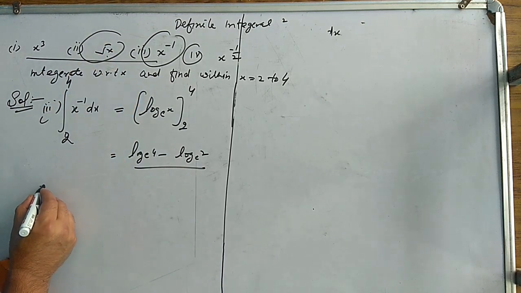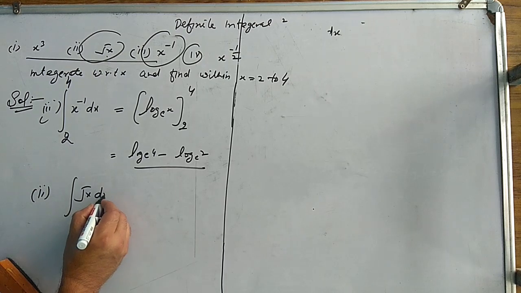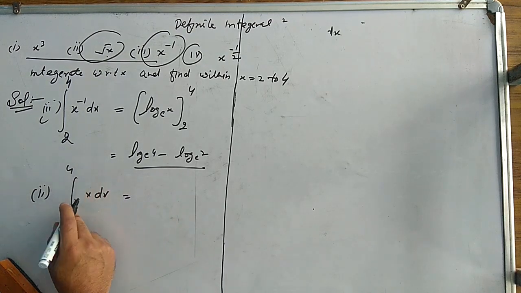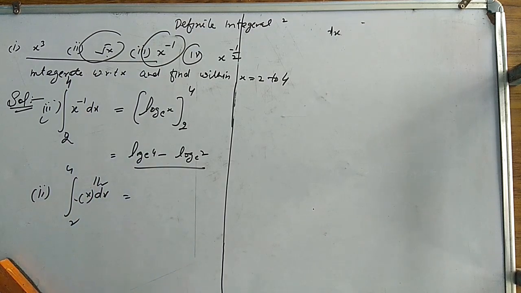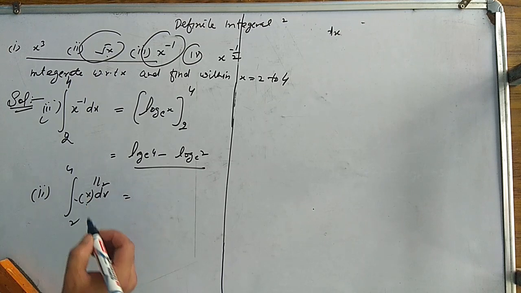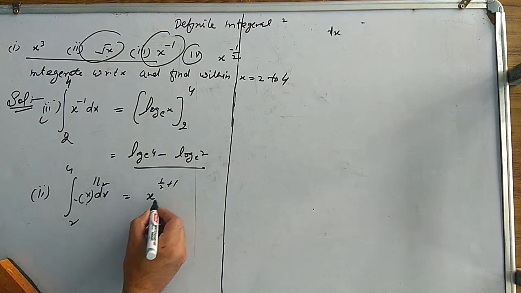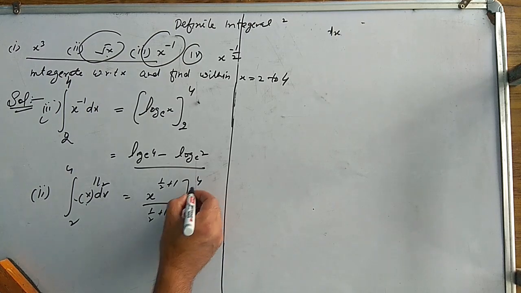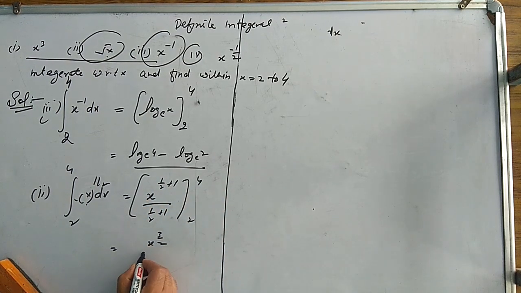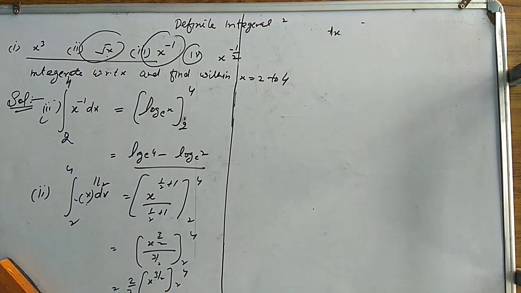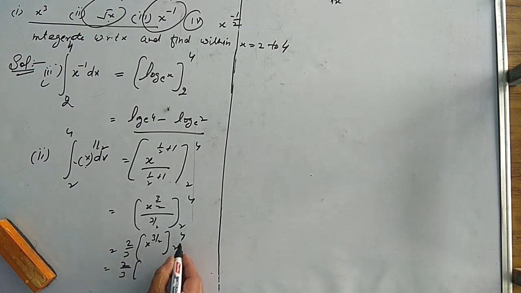Like the second one, in the second question, this is under root x and limits are 2 to 4. So this becomes x to the power 1 by 2, right? The formula we can use here is x to the power n plus 1 divided by n plus 1, and 2 to 4, right? But it becomes 3 by 2 and 3 by 2 and 2 to 4. Then 1 over 3 by 2 is 2 by 3 and x to the power 3 by 2, 2 to 4. Clear? Now the limits, upper limit 4 in place of x, minus the lower limit, this way we can get. Clear?